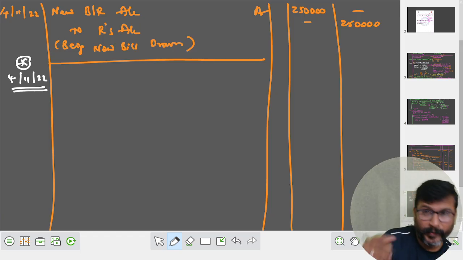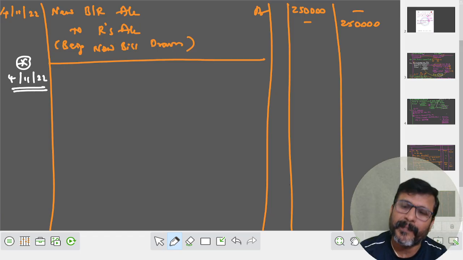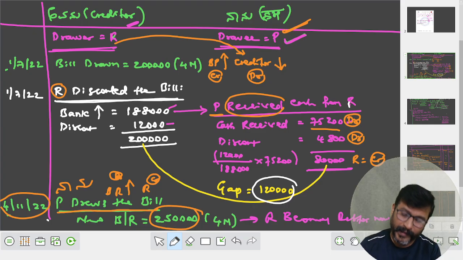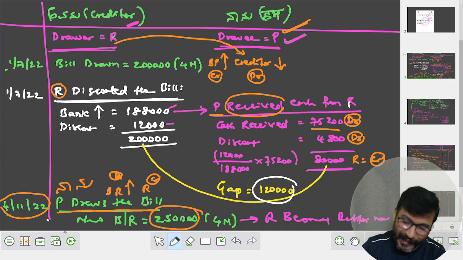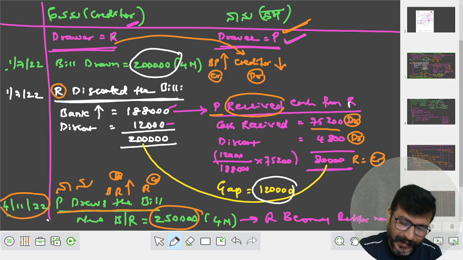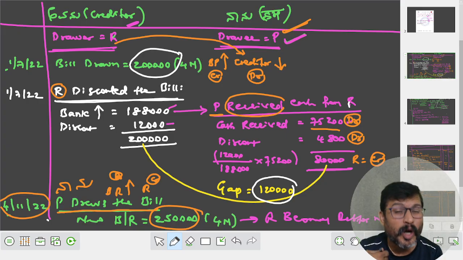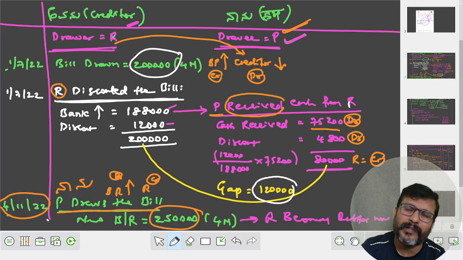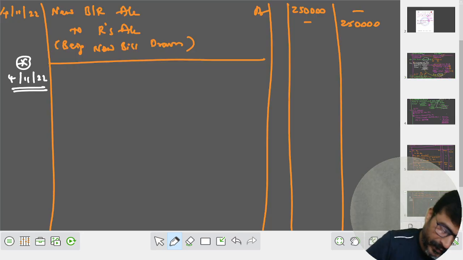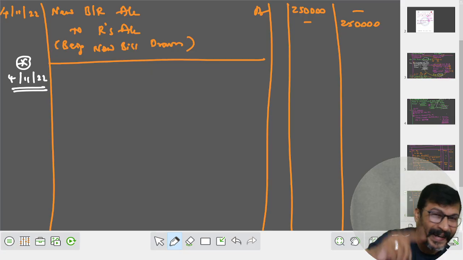Now please remember, we will get one extra entry here on the same date, 4th November 22. What is that extra entry? See here, when R is unable to pay the money, I, being P, draw the bill accepted by R. But in the earlier case, I had accepted a bill. That bill was discounted. That bill is to be met by me. It is the obligation of P that he has to pay the amount of the earlier bill.